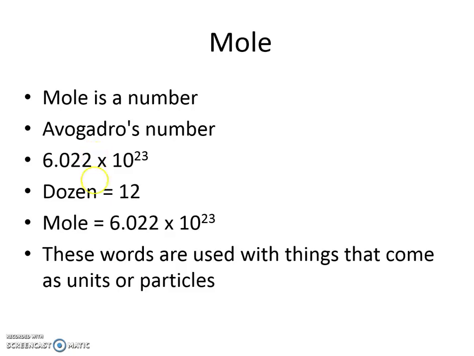We only use dozen and mole when we can count things as individual units. We wouldn't say a dozen grams. Likewise, we wouldn't say a mole of grams. It's only used where you could actually count individual items. Those individual items in chemistry are either atoms or molecules.